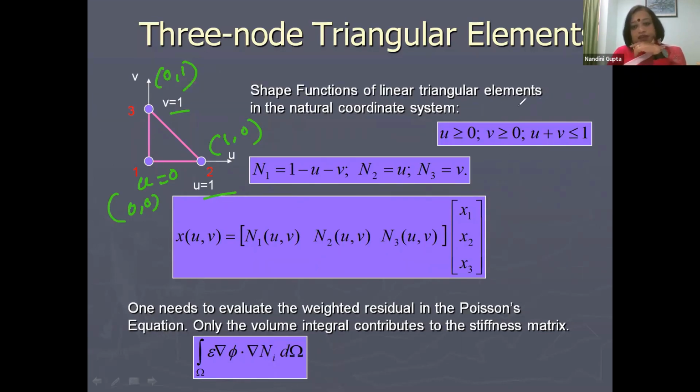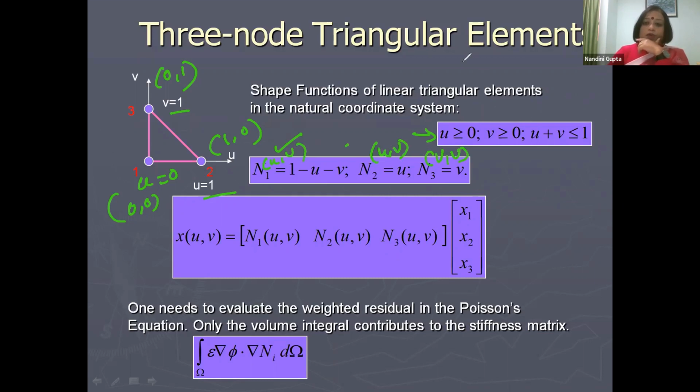So the shape functions of linear triangular elements in the natural coordinate system are defined as follows. I am giving you the shape functions for the moment. That is going to change later, but for the moment, you just take what I give you. The domain is u greater than or equal to 0, v greater than or equal to 0, and u plus v less than or equal to 1. Based on this, I give you the shape functions. I do not explain how I get these shape functions at the moment. N1 is equal to 1 minus u minus v. N2 is equal to u, N3 is equal to v. So N1, N2, N3 are functions of u and v.